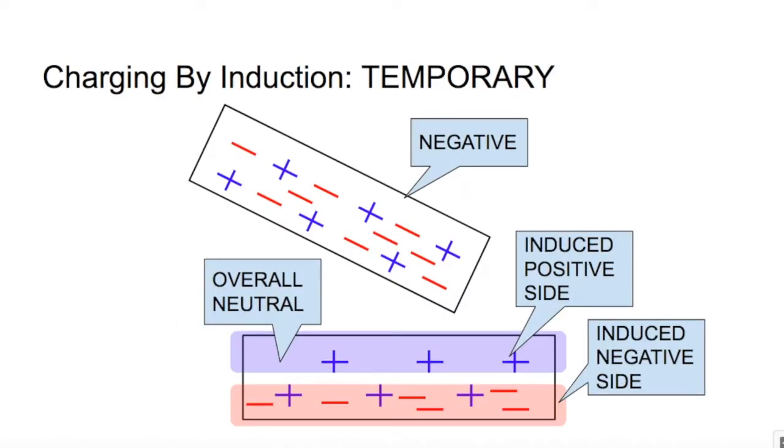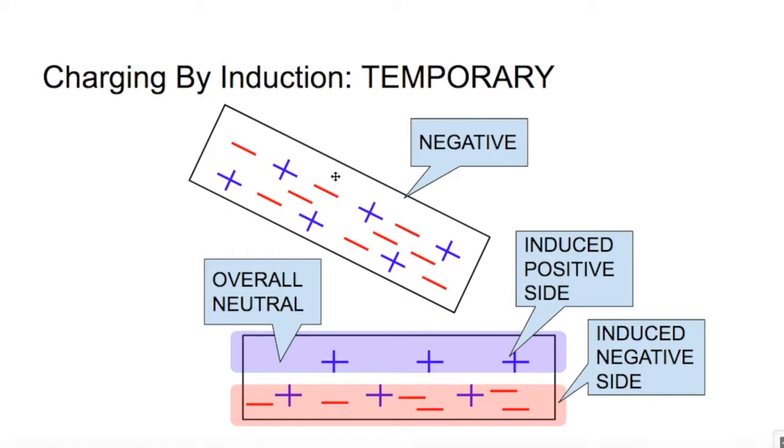And if we were to label this off, this is what we're talking about here. Overall, this is neutral, but you can see we've got this induced positive side and this induced negative side. And because of this positive side being close to this negatively charged object, these two objects are going to start becoming attracted to each other.